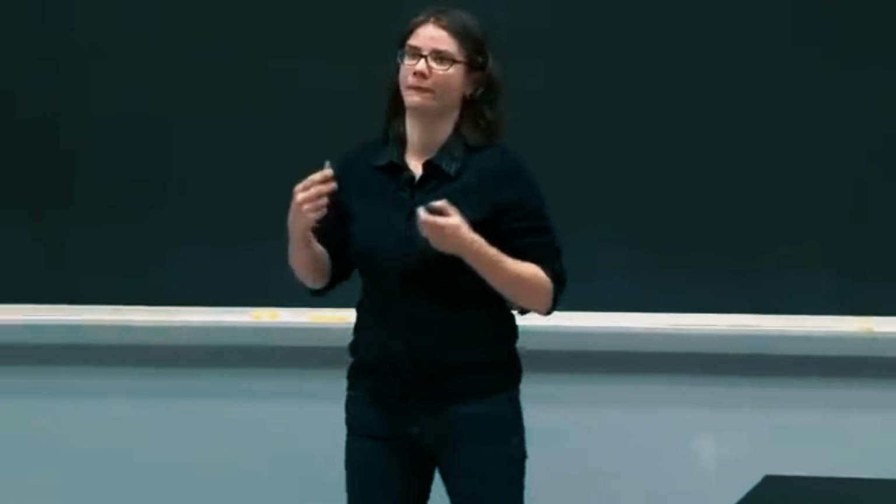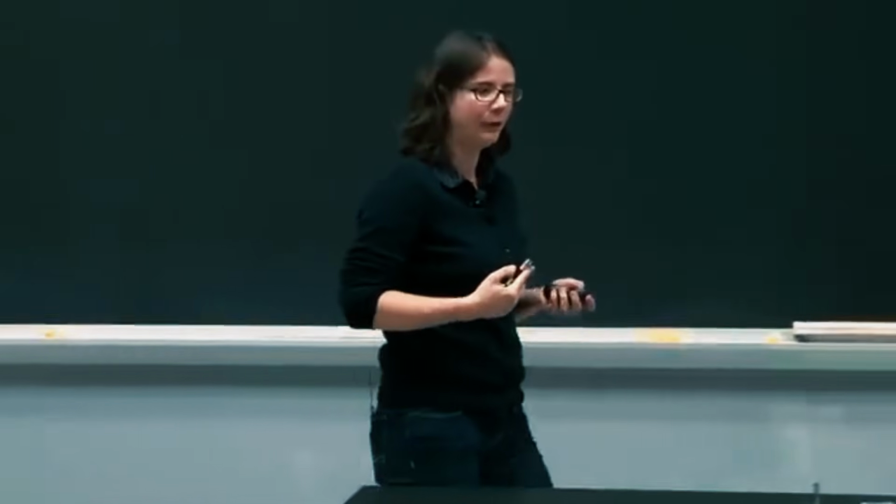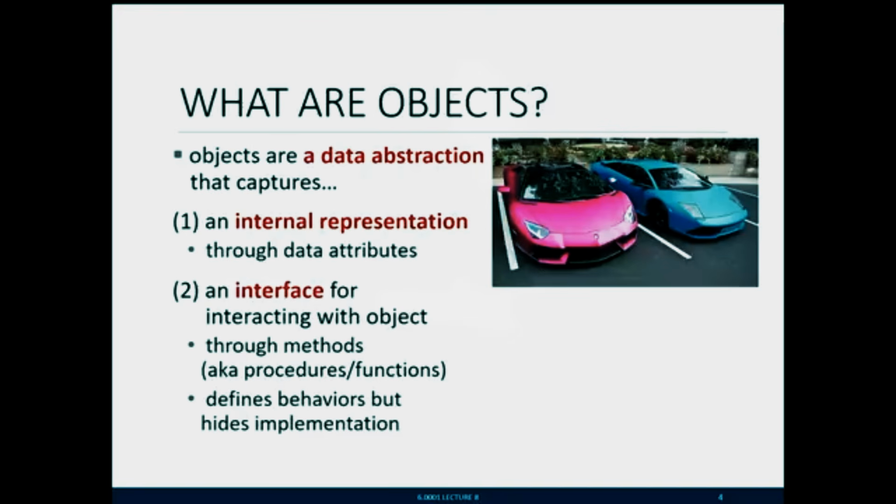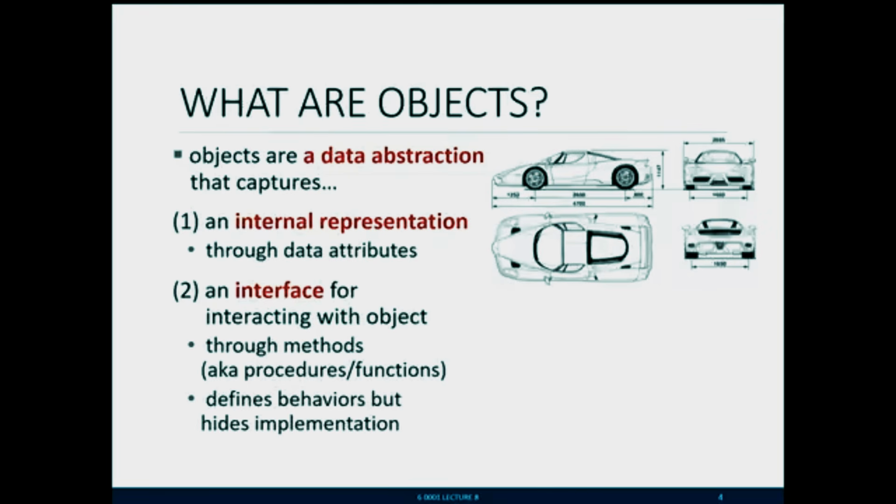So let's continue exploring what objects are. Let's say I have these two separate objects. One is a blue car, one is a pink car. So objects are really data abstractions. These two cars can be created by the same blueprint. Okay? This is a blueprint for a car.